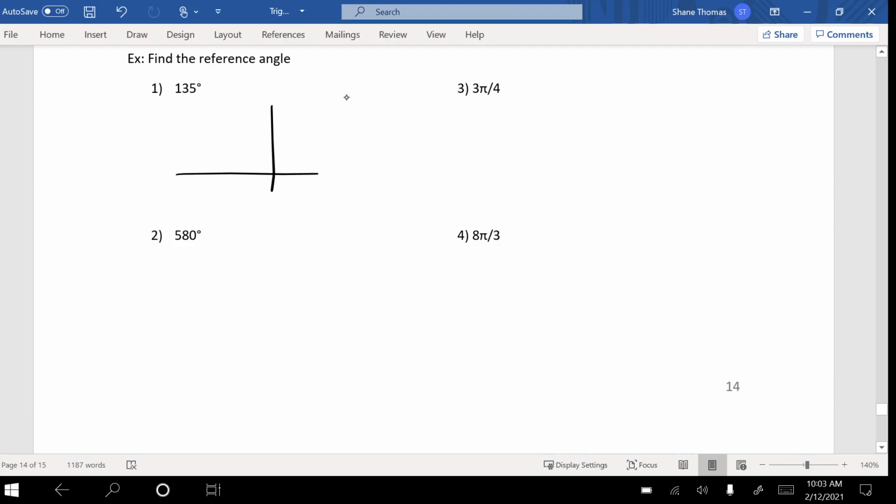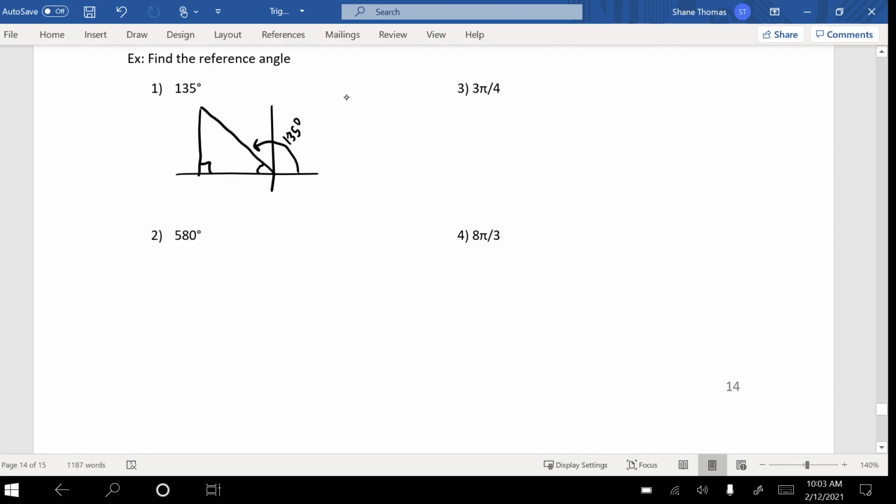So 135 degrees is going to get me over in here somewhere. I just kind of rough sketched it. It doesn't have to be perfect. Just make sure it's in the right quadrant, okay? So this is 135 degrees to get from here to here. Now, I need to make my triangle to the x-axis. So I'm going to drop it down to here, make a right angle. Now there's my right triangle. With that, I need to find my reference angle. My reference angle is going to be this angle here.